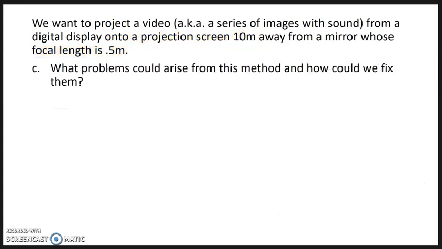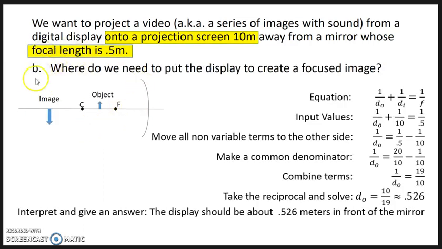Last problem is C, and I'm going to refer us for this problem. What is the problems that could arise from this method, and how could we fix it? This is more of a kind of think a little bit about what you're doing question. Let's go back to our diagram here. We can see here's our object, here's our little display screen.